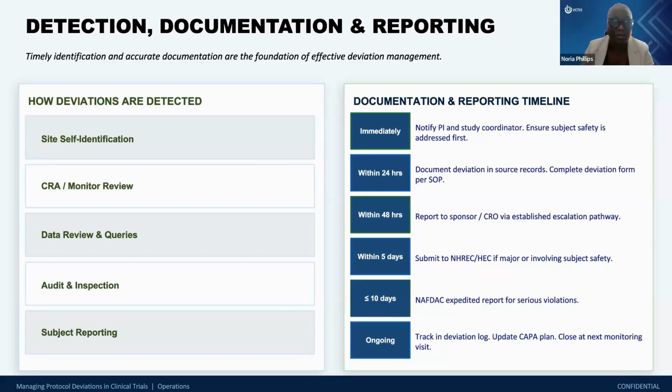Audit and inspection is very important. If you wait till you are inspected for a deviation, then that becomes a major audit finding or inspection finding, and that requires a whole overhaul of your processes. So it's always good to make sure that protocol deviations are being monitored on a regular basis. And then, of course, you have the subject reporting. We've outlined some documentation and reporting timelines. I will move forward quickly just so that I don't hold up the next speaker.